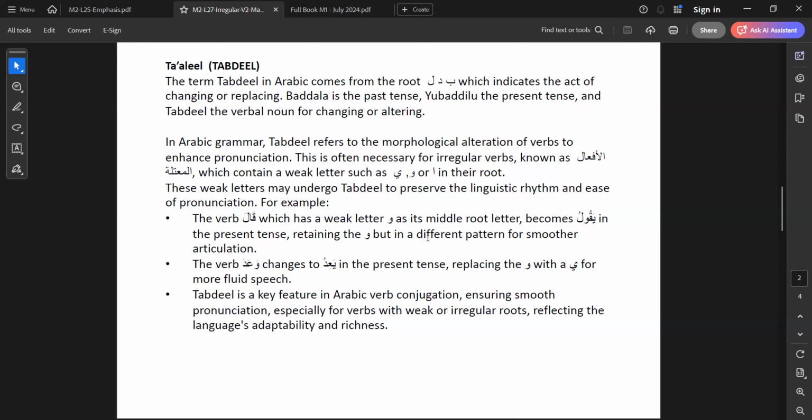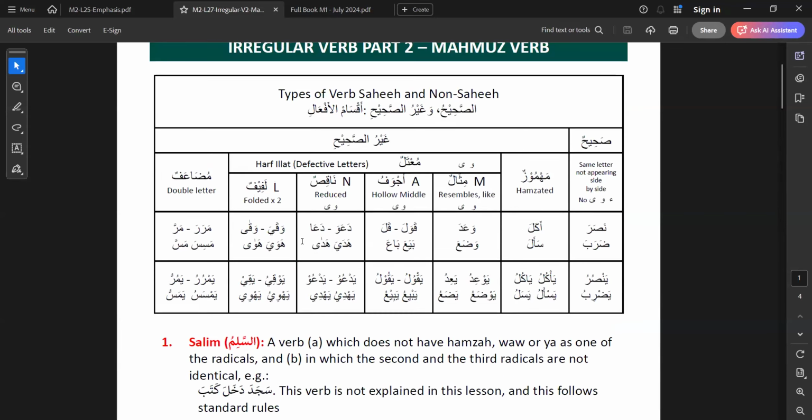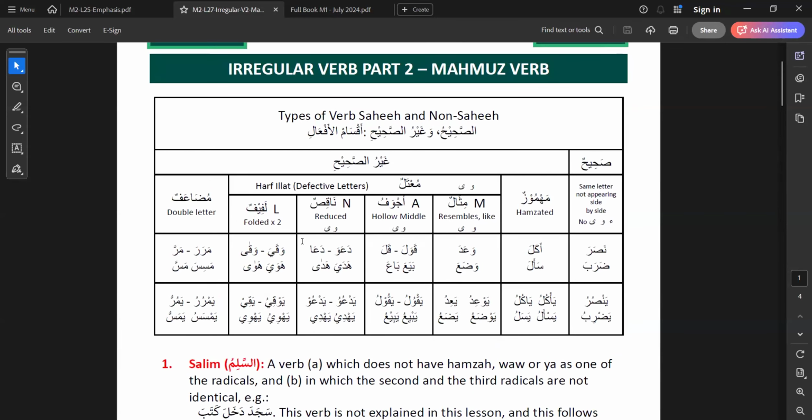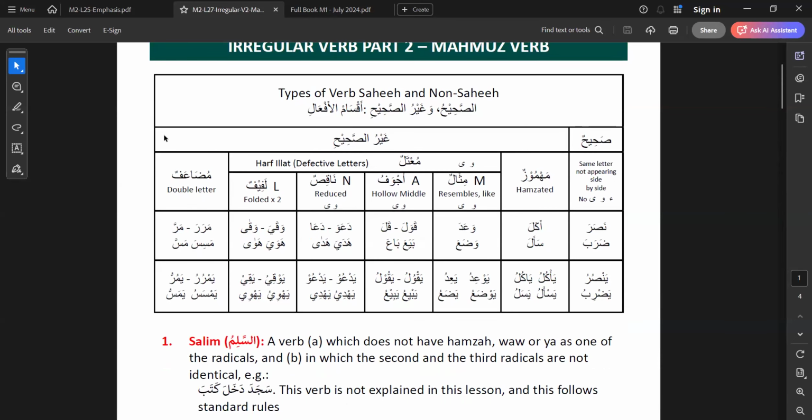Ustad, I have a question. I just want to know, the regular verbs are called as-Salim, right? What does Salim mean by itself? Good question. Salim means, you know, doctor certified, they are healthy. No problem with that. Sound. The English word you often use is sound. The doctor is saying every good health. Good health.